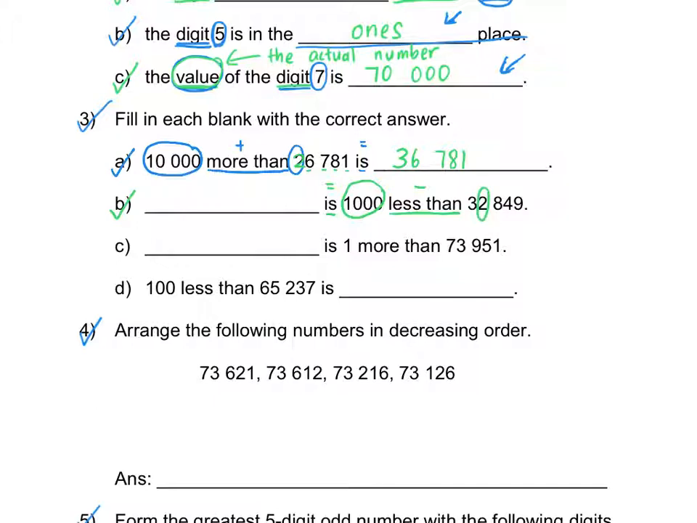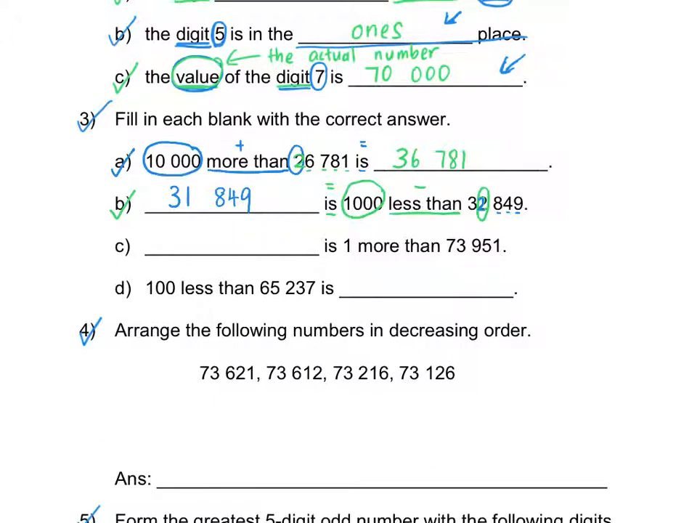And because it is less than, what will this digit 2 become? It will become digit 1. So let's write down the answer. Digit 3 stays the same. Digit 2 becomes digit 1. Digit 8, 4, and 9 will remain the same. And therefore, your answer for part B will be 31,849.